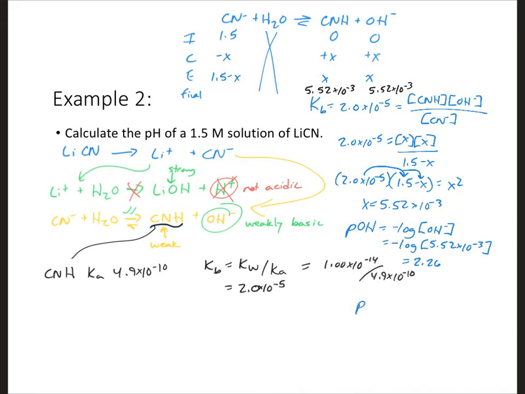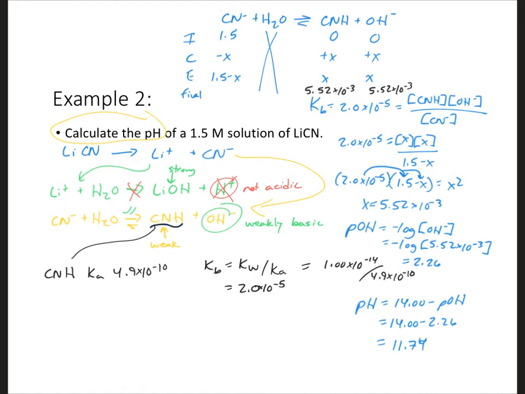But what I really want is a pH. pH is going to be 14.00 minus POH. So that is going to be 14.00 minus my 2.26. That is going to give me a pH of 11.74. And so that is going to be the final answer, because this question was all about calculating the pH of this solution. So the previous example was an acid.